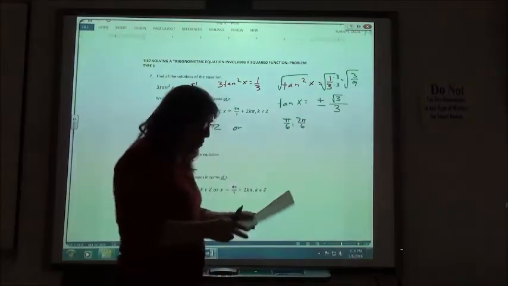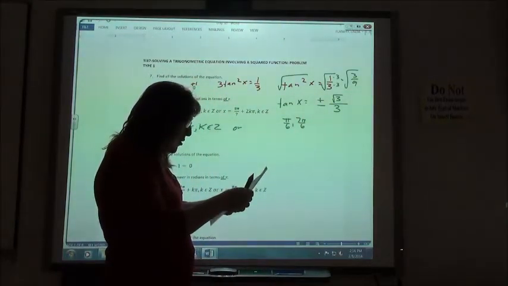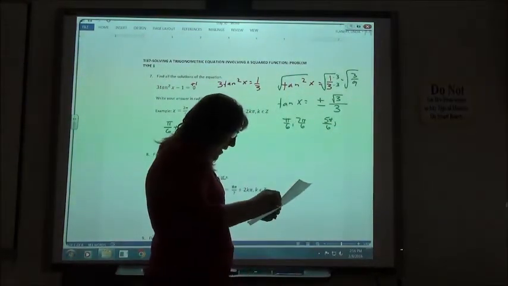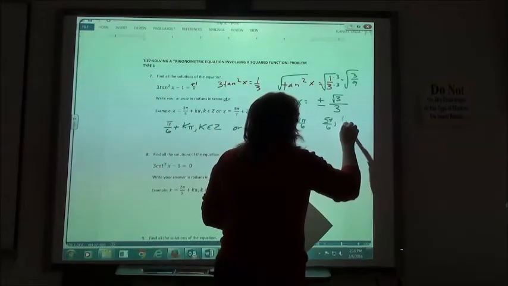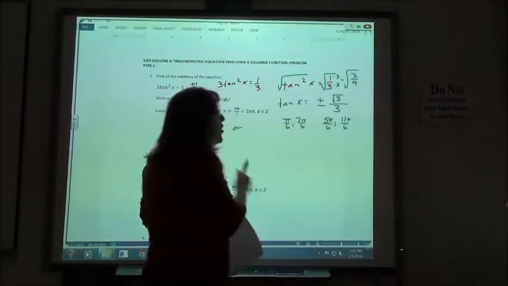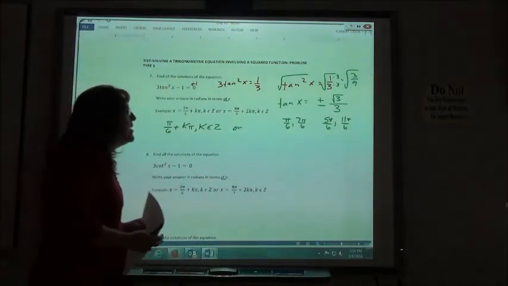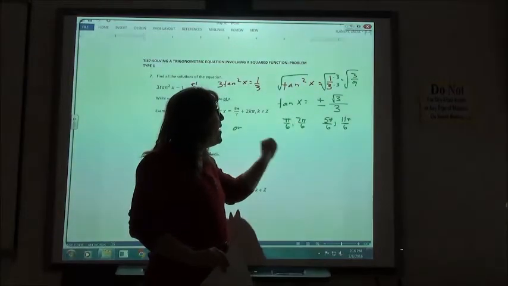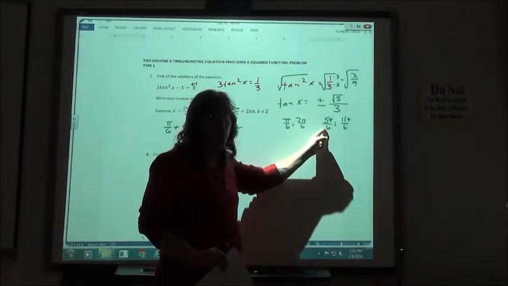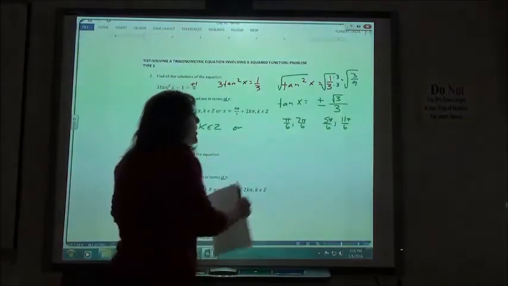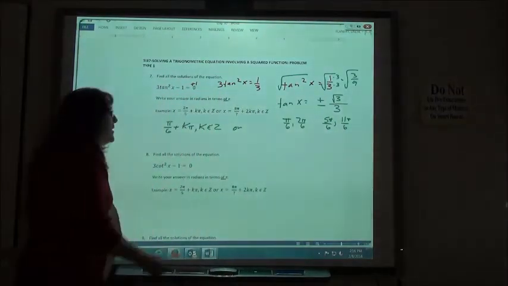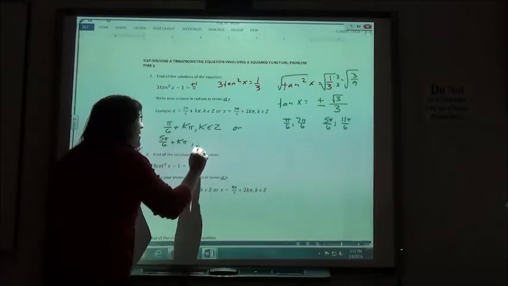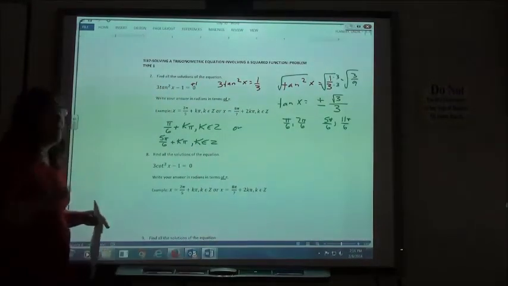Looking for the negative square root of 3 over 3, I have negative square root of 3 over 3 at 5 pi over 6. And then if I keep looking down, it is at 11 pi over 6. Again, those are 180 degrees or pi apart from each other. If I take 1/6 pi plus 1 pi, I would get 7 pi over 6. If I take 5/6 pi plus 1 pi, I get 11 pi over 6. So again, these two can be combined into one answer. And so I'm going to have 5 pi over 6 plus k pi, with k being an element of z, being one of the integers.